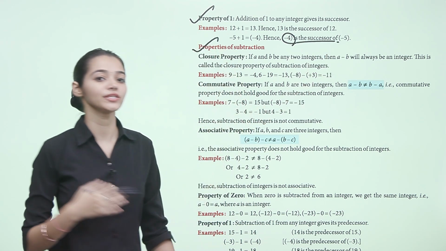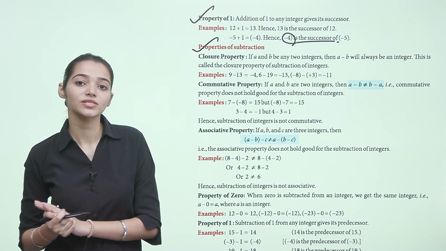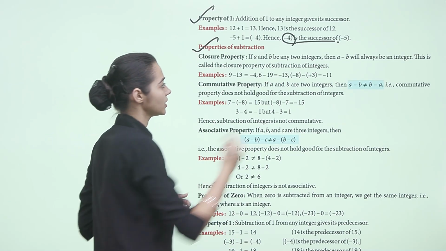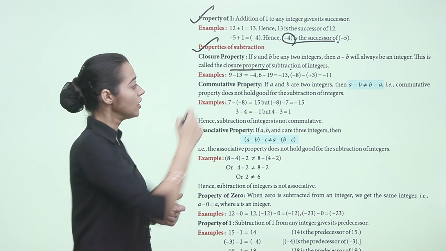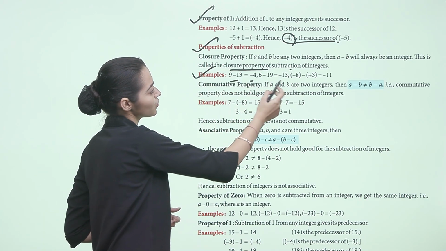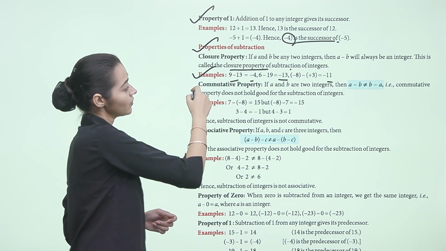Now let's look at the properties of subtraction. The first one is the closure property. If a and b are two integers, then a minus b will always be an integer. So this is our closure property of subtraction of integers. For example, 9 minus 3, minus 4 minus 13, and 11 are integers.